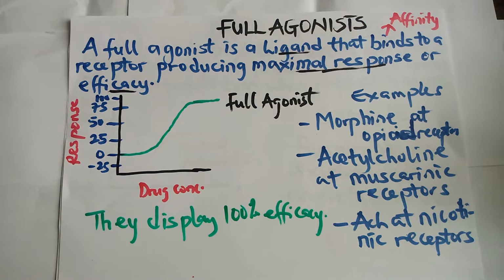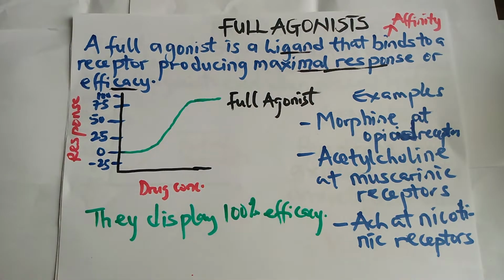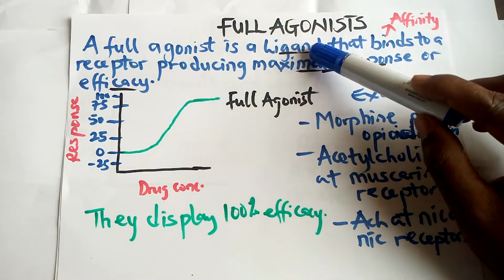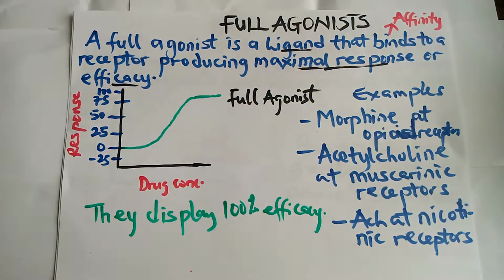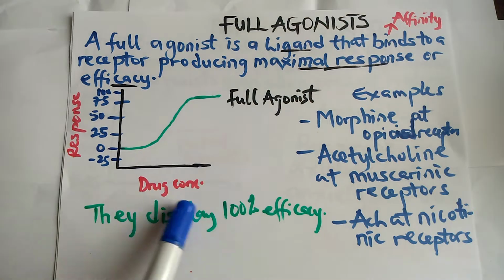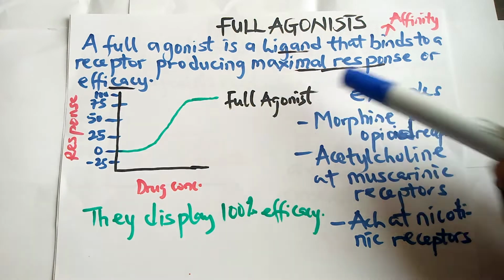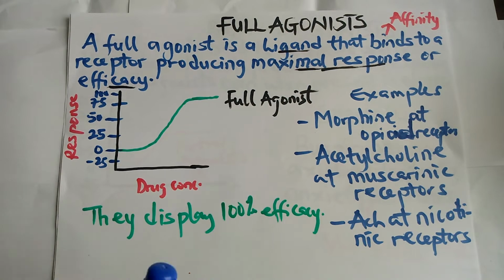So what is a full agonist? A full agonist is a ligand that binds to a receptor and produces maximal response or efficacy. So if you look at this drug response curve, this is the response percentage and this is the drug concentration. A full agonist will bring about 100% efficacy. So they display 100% efficacy.